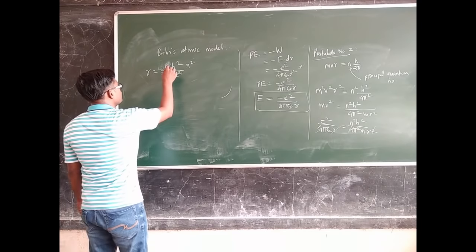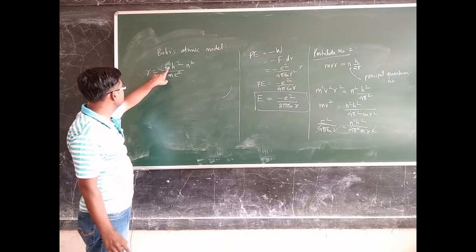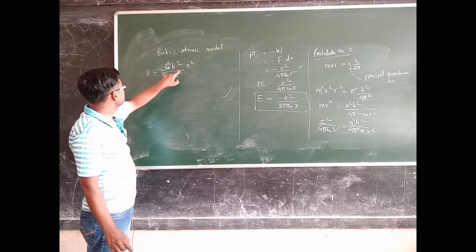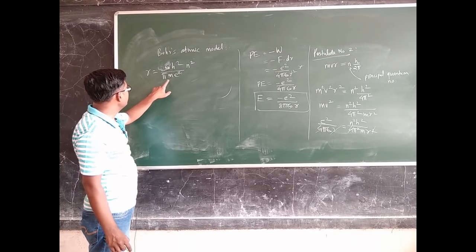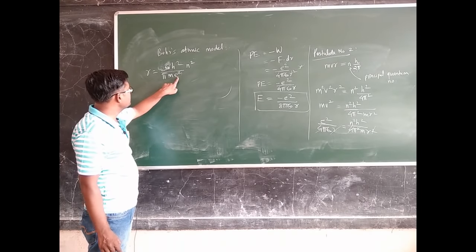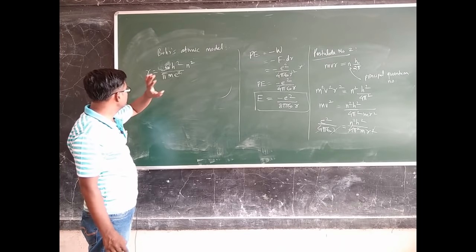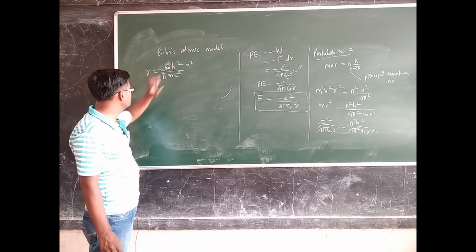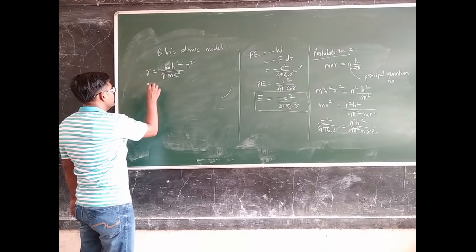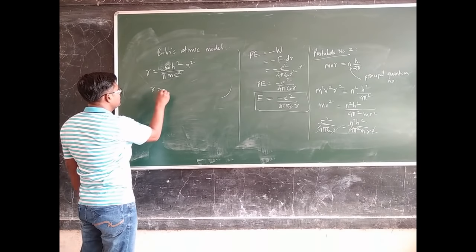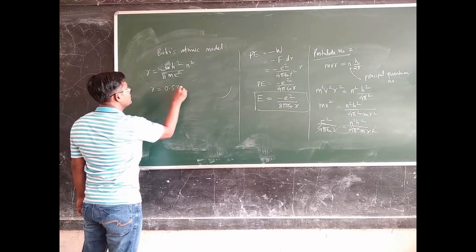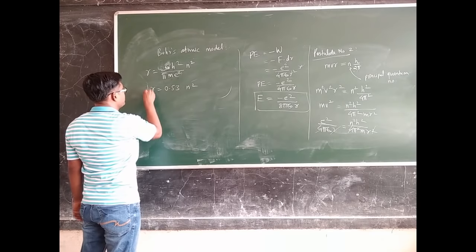Epsilon 0 is the permittivity of free space, h is the Planck constant, m is the mass of the electron, and e is the electronic charge. If you put all these values into this equation and rewrite it, then we would get r equal to 0.53 times n square.